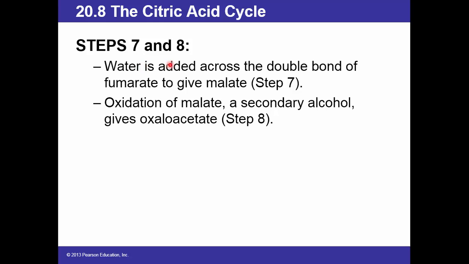In steps 7 and 8, water is added across the double bond, as I showed you. Then oxidation of the secondary alcohol gives oxaloacetate. And here you regenerate the starting material, and this will keep the cycle going, because the regenerated oxaloacetate will pick up a second molecule of acetyl-CoA, and the cycle continues.